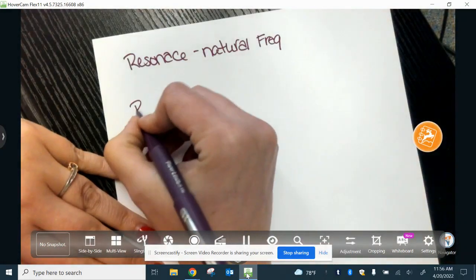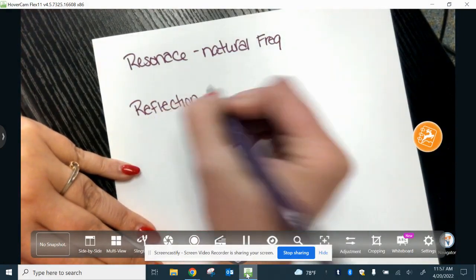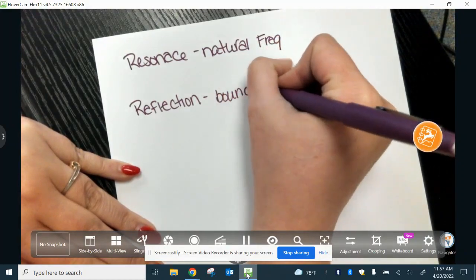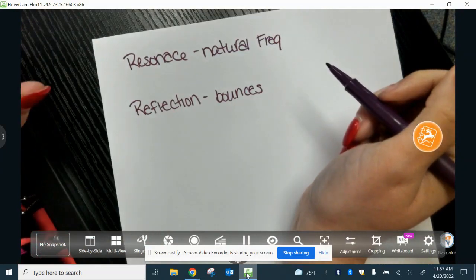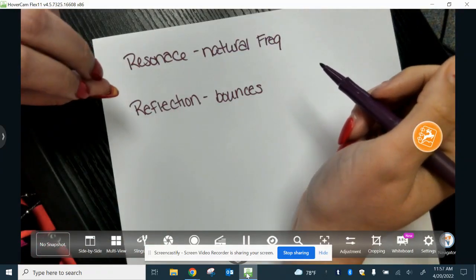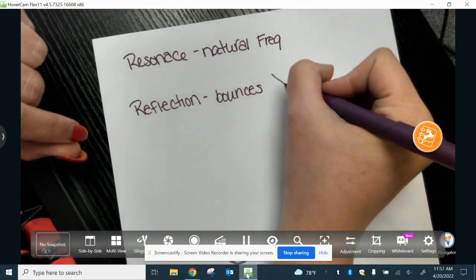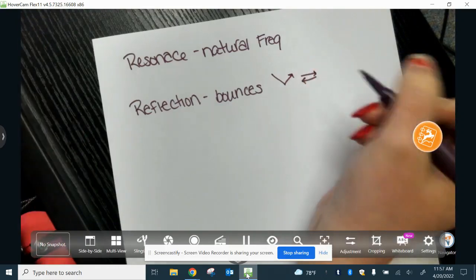Reflection. You're going to hear bounces. This is a reflection in the mirror. This is an echo or sonar or any of that stuff. That is reflection. It hits something and it strikes off.